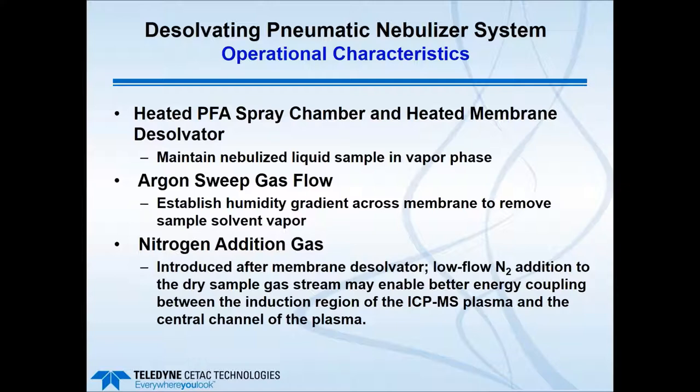Finally, the nitrogen addition gas, as we showed in the earlier schematic, is introduced after the membrane desolvator. And we'll see some numbers as we move through the webinar. This is a relatively low flow of nitrogen. It's added to the dry sample gas stream, and one of the ways that it may help is it may enable better energy coupling between the induction region of the plasma, and that's the very hot, bright lobes of the plasma, and the central channel of the plasma. When it does that, of course, it helps increase ionization efficiency of the analyte elements that are being introduced to the central channel of the plasma.